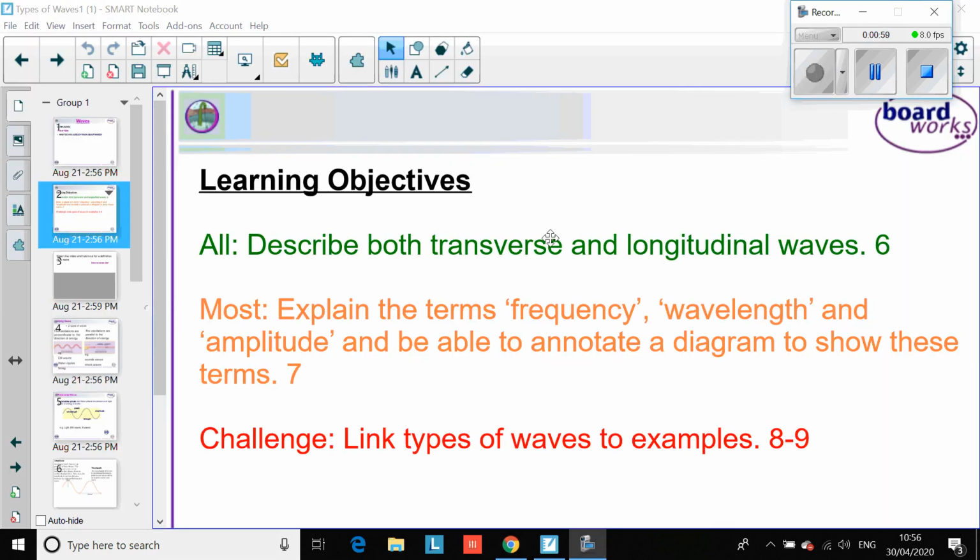Okay. So by the end of the lesson, all of you should be able to describe both transverse and longitudinal waves, what they are. Most should explain the terms frequency, wavelength, and amplitude, and be able to annotate a diagram to show these terms. And a few of you should link types of waves to examples.